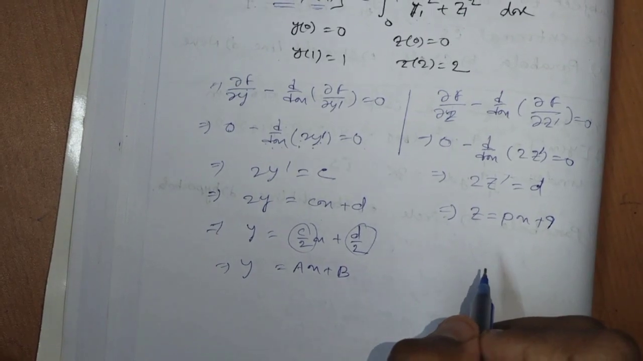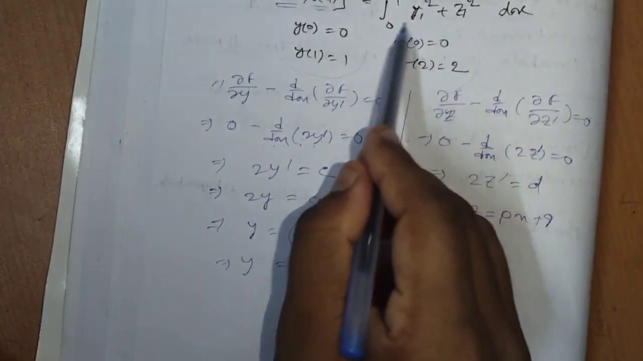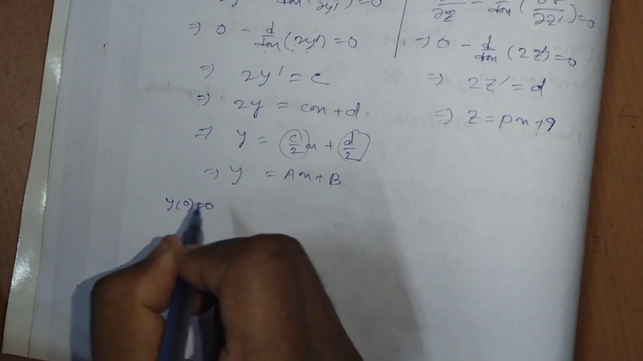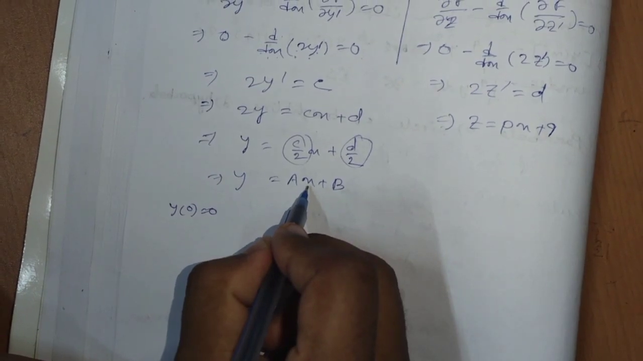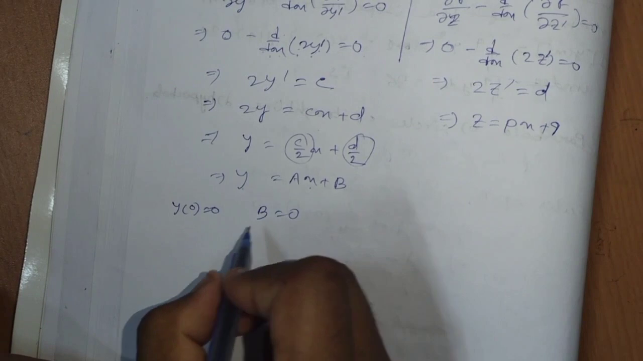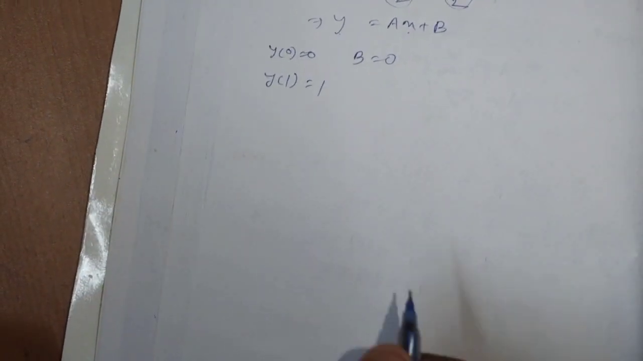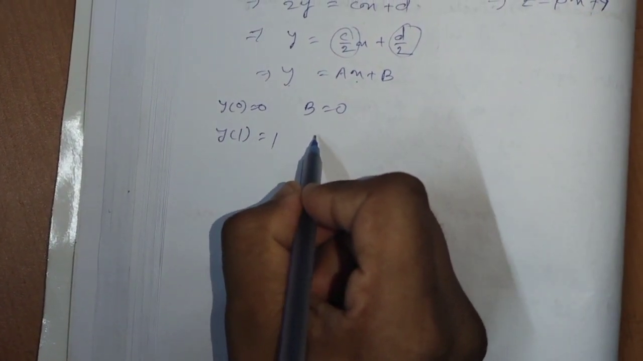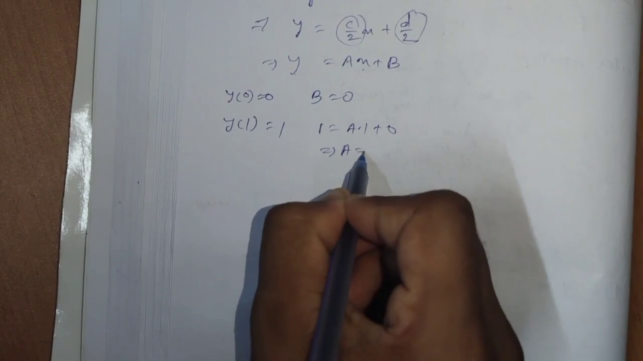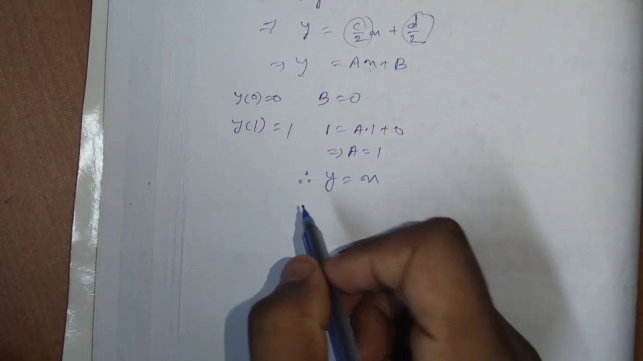Fine. Now we have to use our boundary conditions for y and also the boundary conditions for z. So using y0 equal to 0, if we put x equal to 0 here, we will get y equal to 0, so b equal to 0. Again, if we put y1 equal to 1, we will get 1 equal to a into 1 plus 0, that is a equal to 1. Therefore y equal to x.